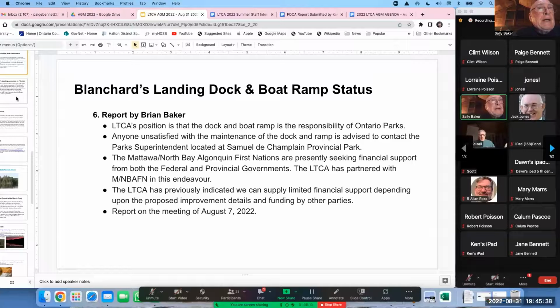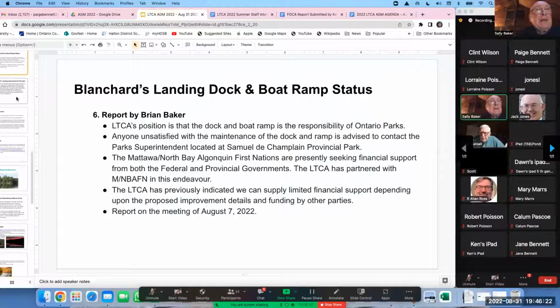The people responsible right now are the superintendent at Samuel de Champlain Provincial Park. As I mentioned previously, the Mattawa North Bay Algonquin First Nations are trying to get support from the feds and the province, and we partnered in this endeavor with them. I have said on behalf of the association we could consider limited financial support, depending on the details of the improvement and what other parties would bring to the table in terms of funding or work in kind, by the townships or whatever. But we're not at that point yet.